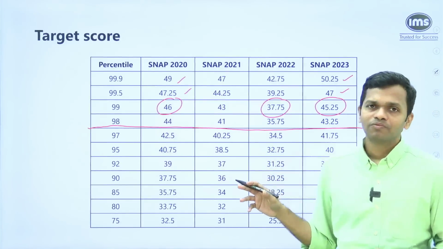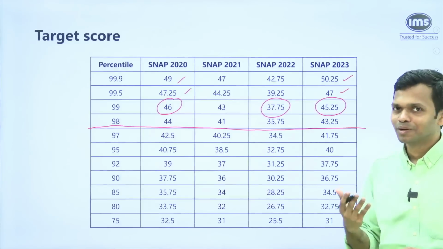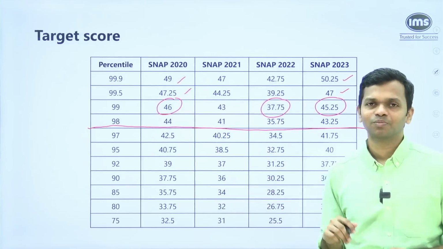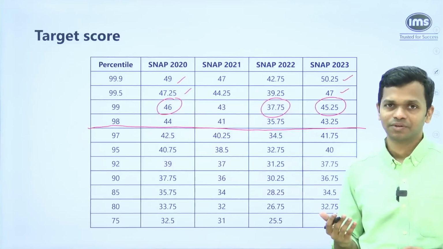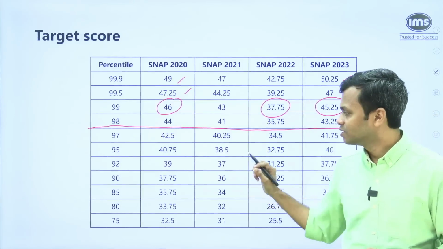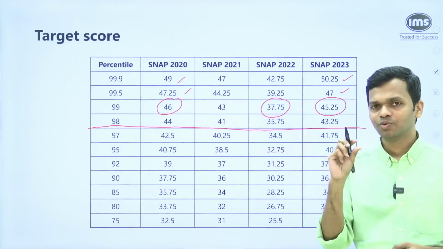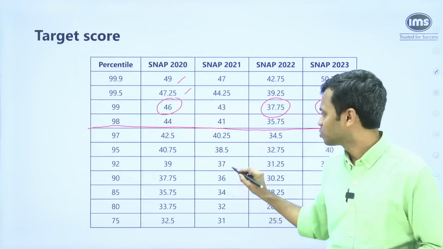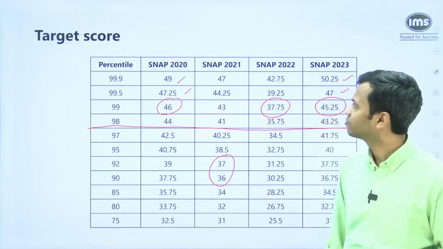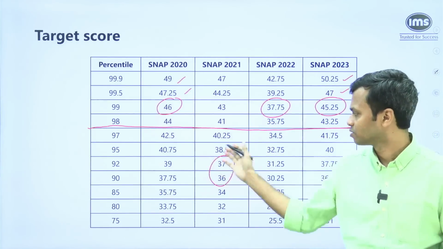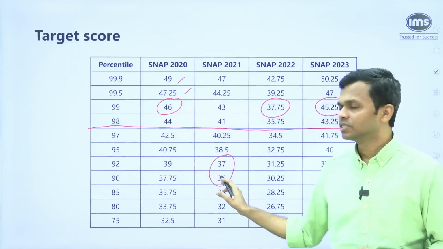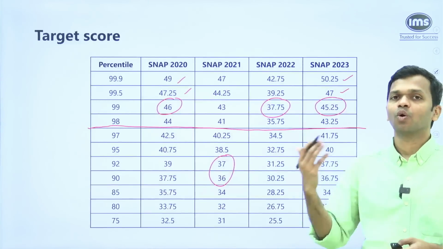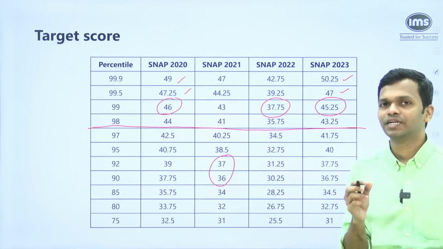The other problem with SNAP, and as I said, it's going to be a bit of a rant, is the difficulty of the test. Because the test is not very, very difficult, a small difference in marks is going to make a lot of difference in terms of percentile. So for example, let's look at this. There is a 1 mark difference in, say, SNAP 21's column. A 1 mark difference in the score corresponds to a 2 percentile difference. So you're going to have a lot of people sitting in a very tight range.